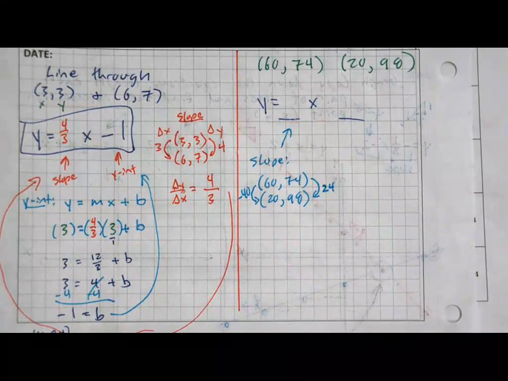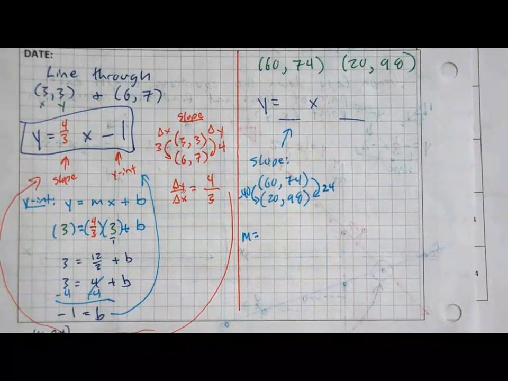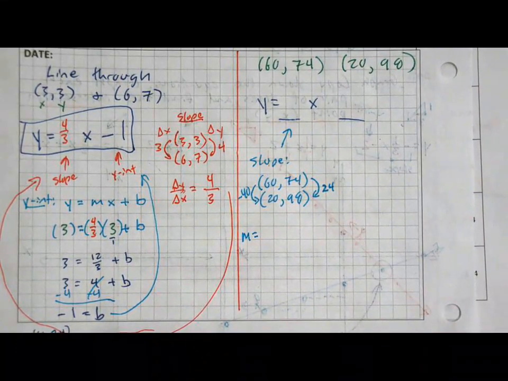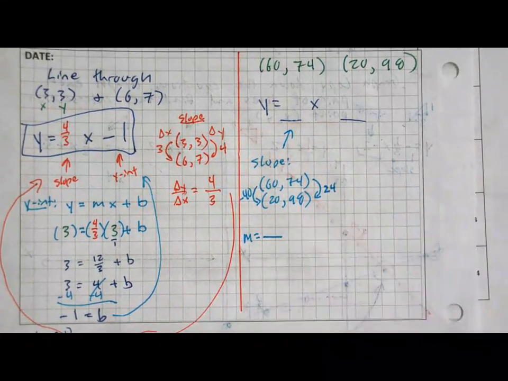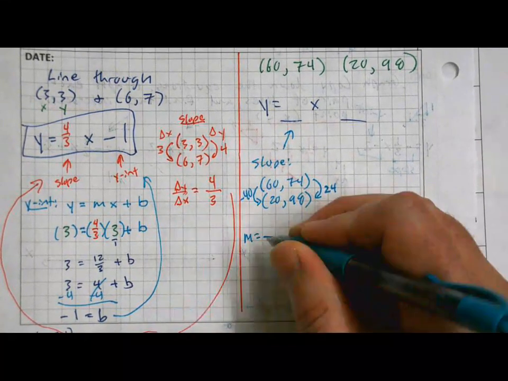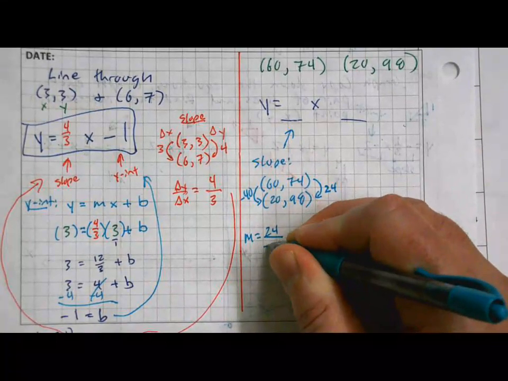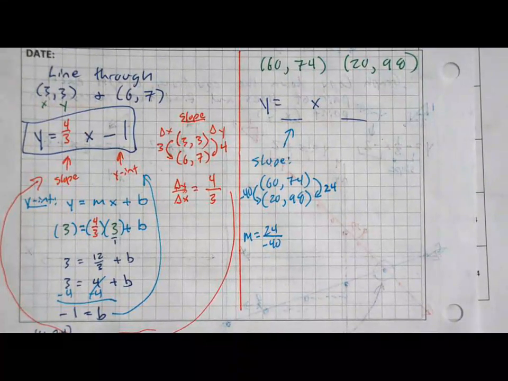So let's write our slope. I'm going to write m equals, because I don't like writing out the word slope, but m is the slope. And then which one goes on the top, the negative 40 or the 24? Which one should go on my numerator on the top? Help me out. Miles, which one goes on the top? You got it. Thank you. And negative 40 on the bottom? Wonderful.